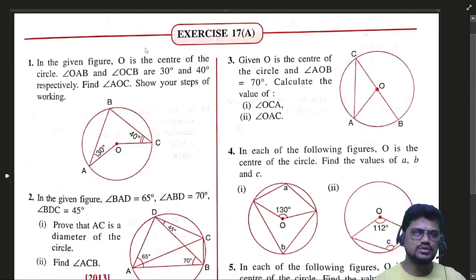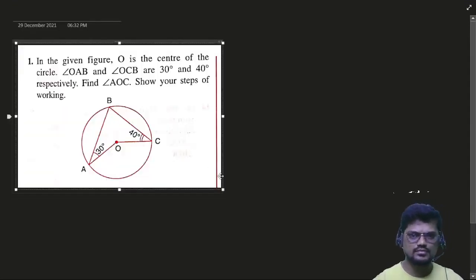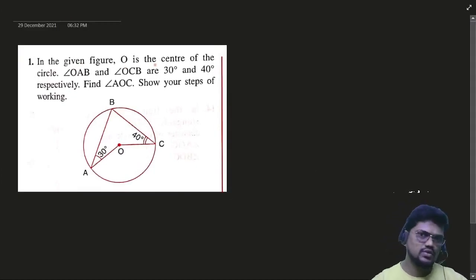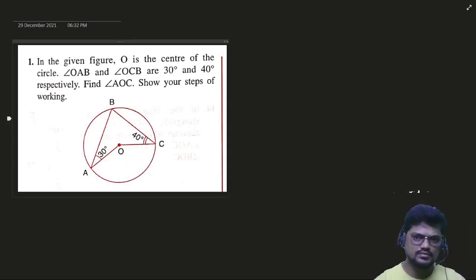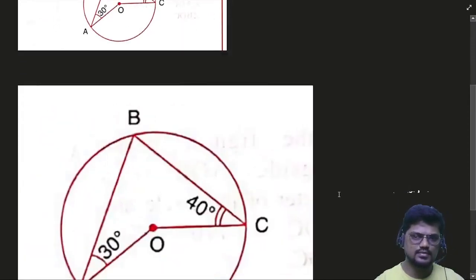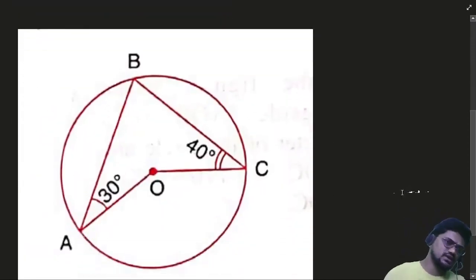Okay. Now see the first question which you have. In the given figure, O is the center of the circle, and angle AOB, angle OAB and angle OCB are given as 30 and 40 degrees. Find angle AOC. How can you find angle AOC? See how we can find. It's very easy to find now.